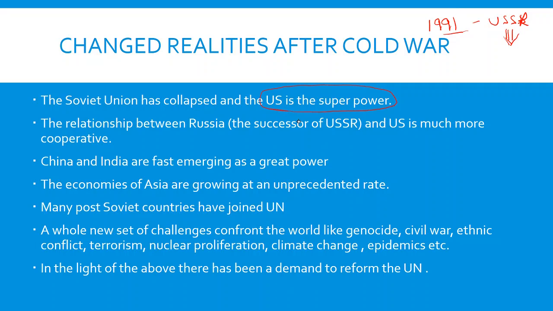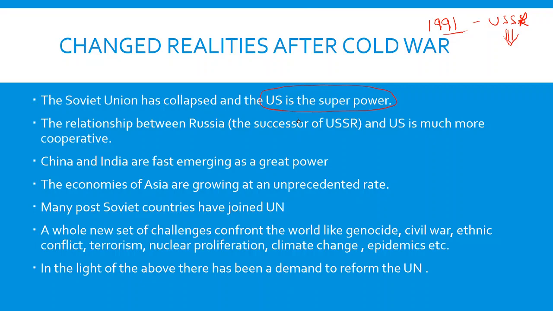Number two thing, the relationship between Russia and the USA changed. During the Cold War, the USSR and the US were in conflict with each other. A Cold War was going on, and that's why both were contradicting each other, and both were balancing each other's power, and the UN used to be the main structure through which they tried to balance the power of the other country.